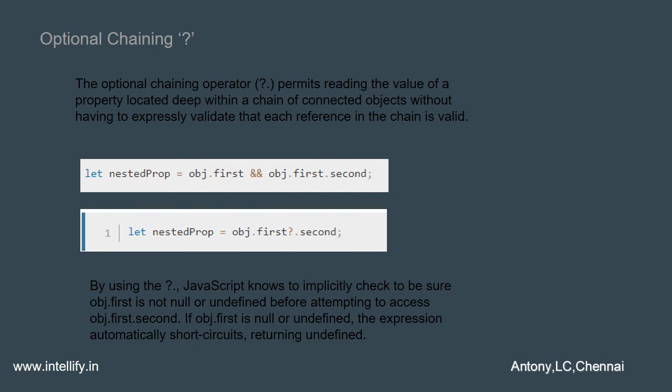The optional chaining operator permits reading the value of a property located deep within a chain of connected objects without having to expressly validate that each reference in the chain is valid. By using optional chaining, the JavaScript engine implicitly checks to be sure the first object is not null or undefined before attempting to access the first object's second object. If the first object is null or undefined, the expression automatically short circuits, returning undefined.